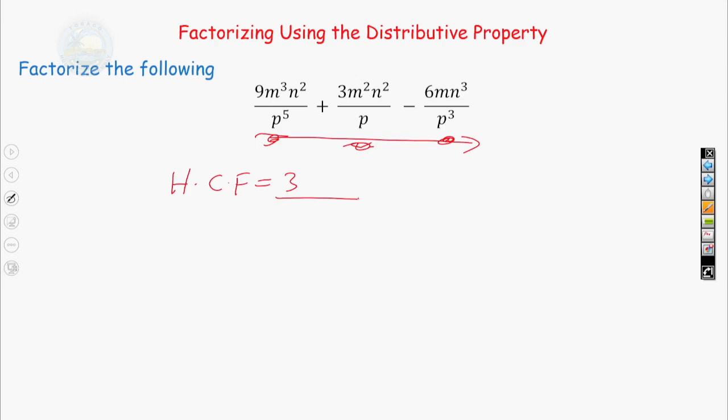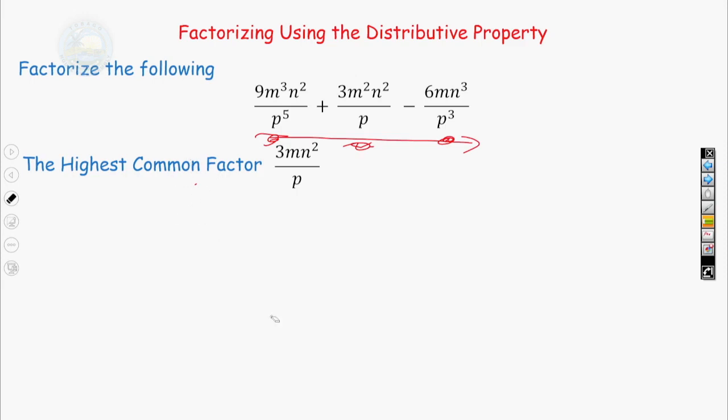And then we scan across, look at your m's. The one with the lowest power, so that's m. Look at your n's. The one with the lowest power again, so that's n squared. And look at our p's in the bottom. Our highest common factor here is 3mn squared over p. Let's see if we got that right. Highest common factor is, that's what we got.